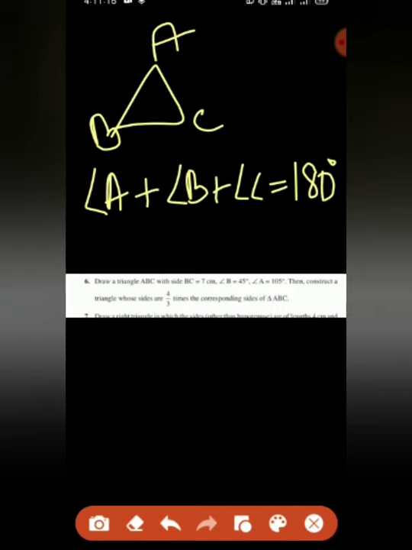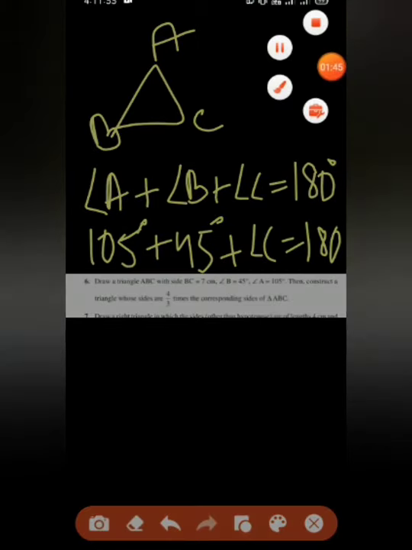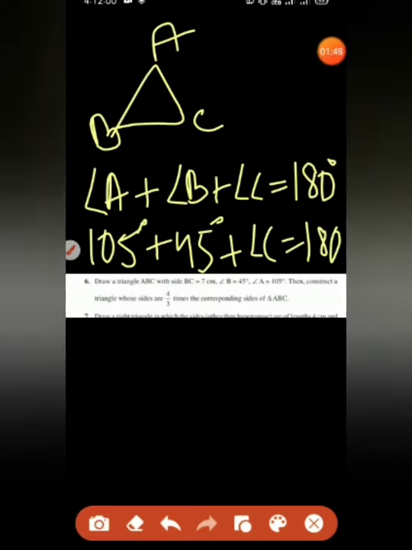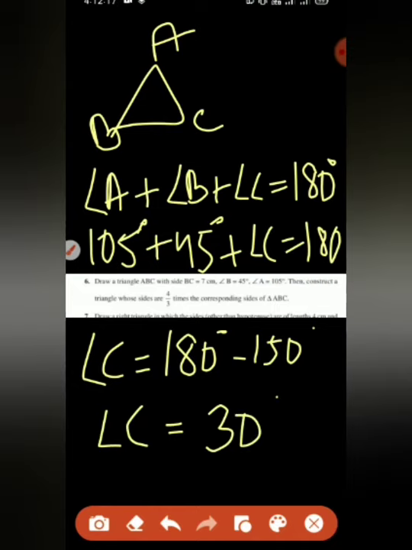Angle A is given in the question, 105 degrees. Angle B is also given in the question, 45 degrees. And then let's find angle C from here. Angle C will be 180 degrees minus 150 degrees, because 105 plus 45 is 150 degrees. After this, you will get angle C equal to 30 degrees. Fine, we got angle C equal to 30 degrees, right?